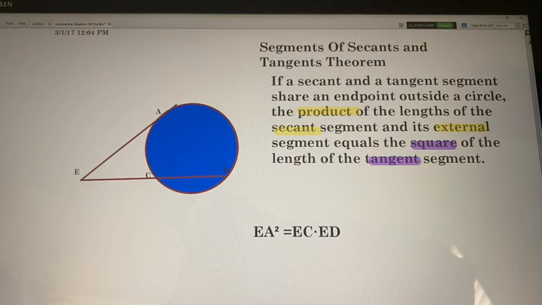Now we have the segments of secants and tangents theorem. If a secant and a tangent segment share an endpoint outside a circle, the product of the lengths of the secant segment and its external segment equals the square of the length of the tangent segment.